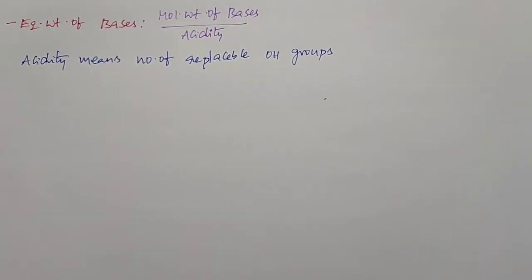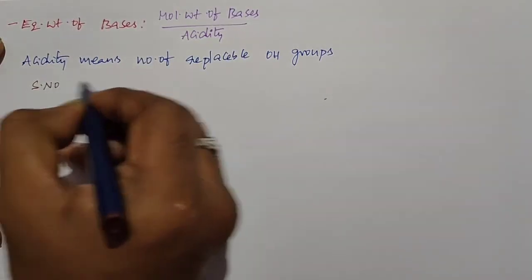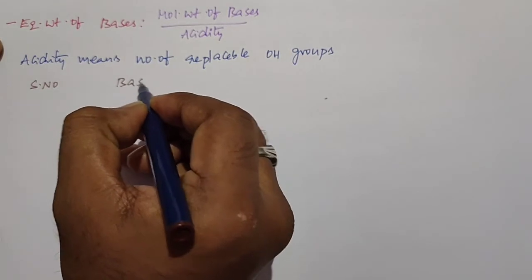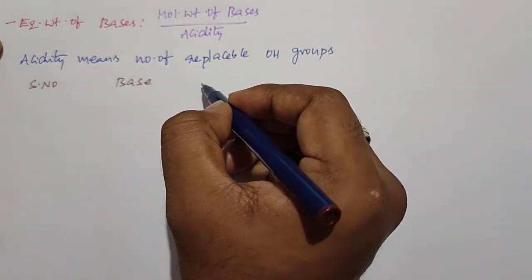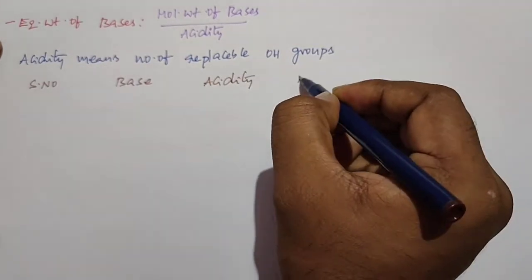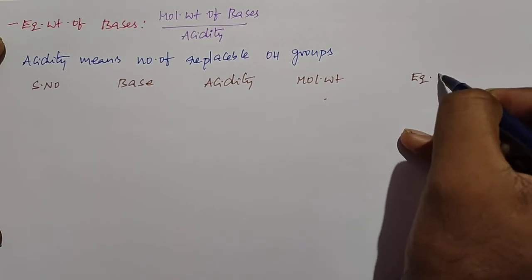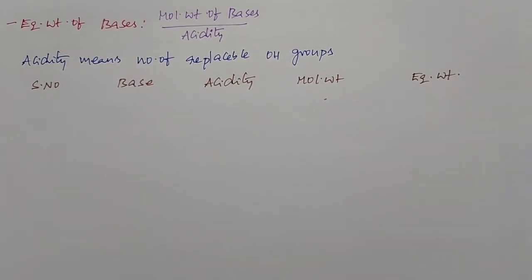So here also I will give some examples for the equivalent weight of bases. First we construct a table. I take a few columns: serial number, base, acidity, molecular weight, and the final one, equivalent weight.